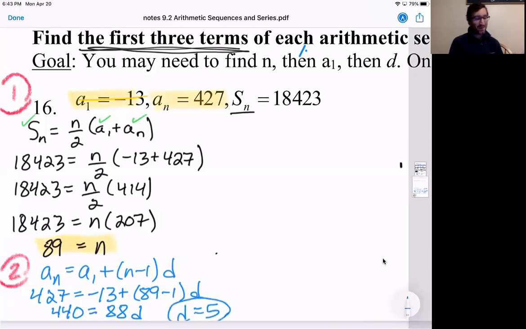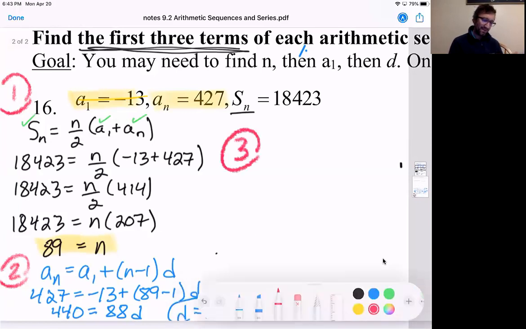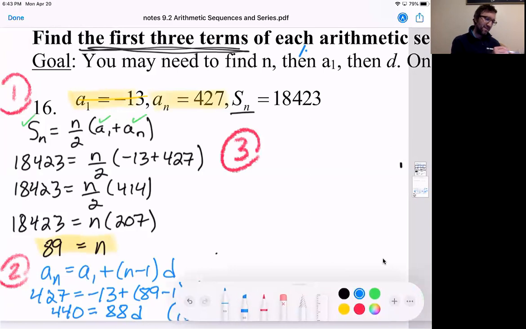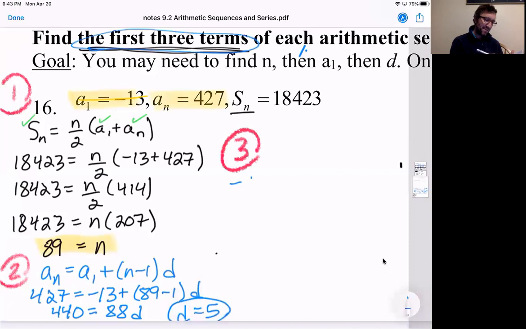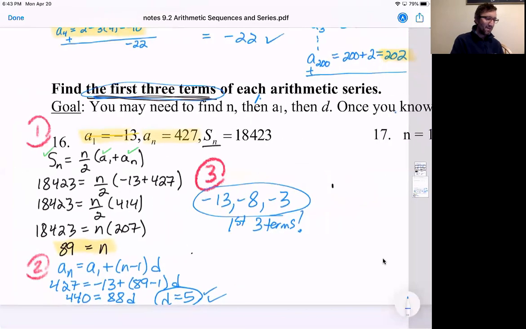Now that's really ultimately the end of the question. We just have to answer the question. So thirdly, to state what the actual answer is, the first three terms would be negative 13, add 5 to that, negative 8, add 5 to that, negative 3. In that one, notice I mentioned that it's going to be multiple steps. We had to use our summation formula, and then we had to use our arithmetic sequence formula from earlier in the 9.2 lesson. All right, let's check out this last one.